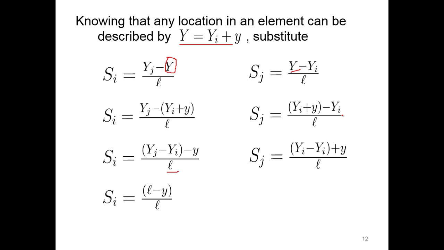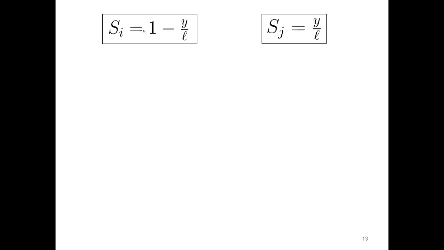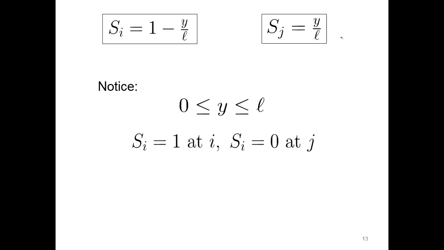So we're left with, let me do that a little bit faster, that's going to go to 0. So we got the shape function at node i, 1 minus y over L, just rearranging there. And Sj is equal to y over L. Notice that y goes from 0 to L. Anything beyond that doesn't really make sense. So y is somewhere between 0 and L, which is good because that's what we want for a local coordinate system.